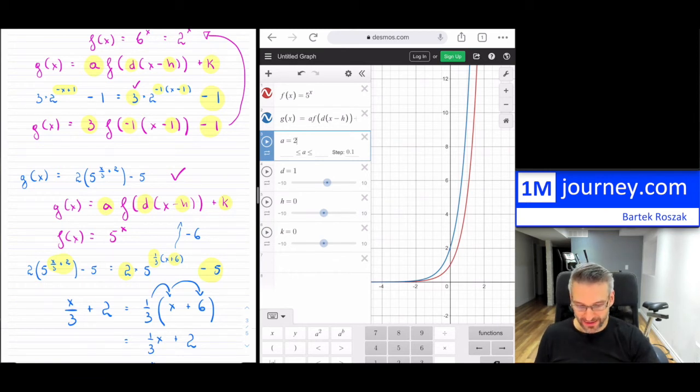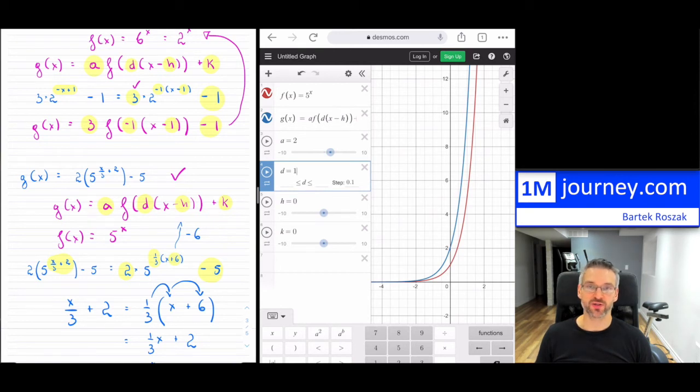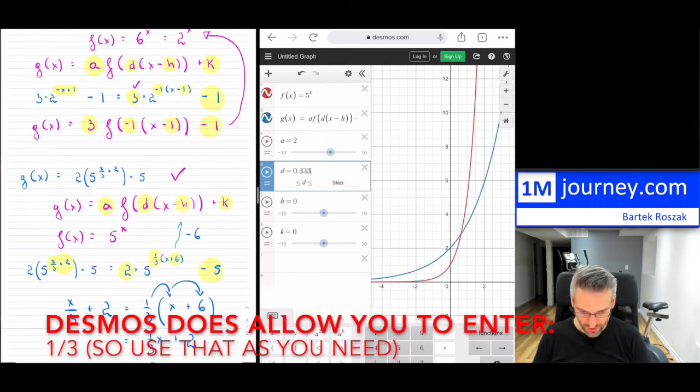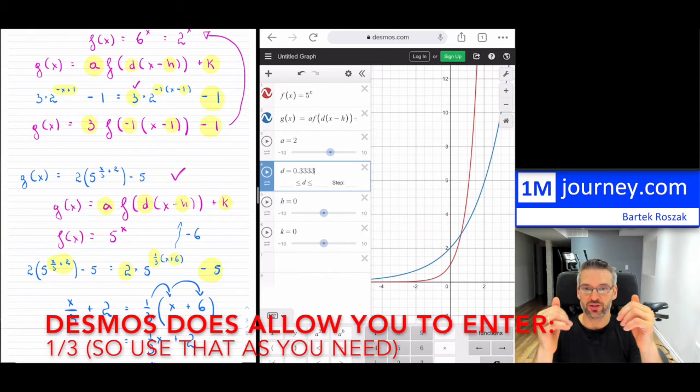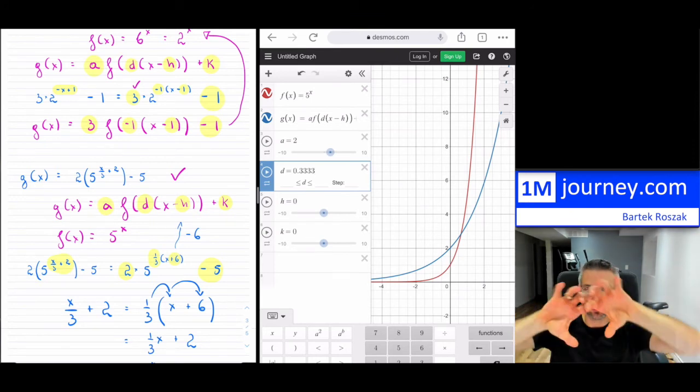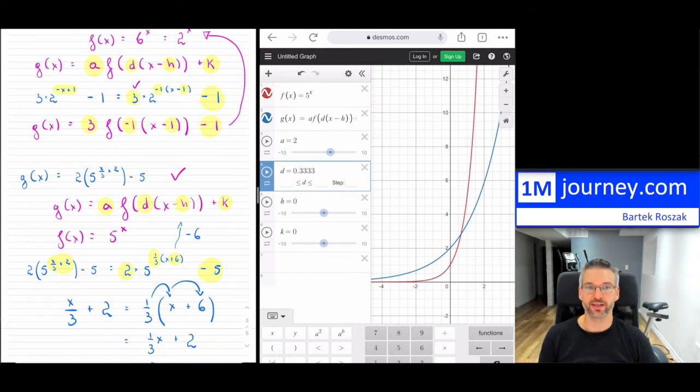Now, my d, which is 1 over 3, that I have in here, so I guess this is 0.333333 because I have to put it in as a decimal in here. So 0.333, and so on. So what would that do? That means this actually stretches it out in this direction. It actually does the opposite. So the x kind of pulls it apart. So that's what happens there.